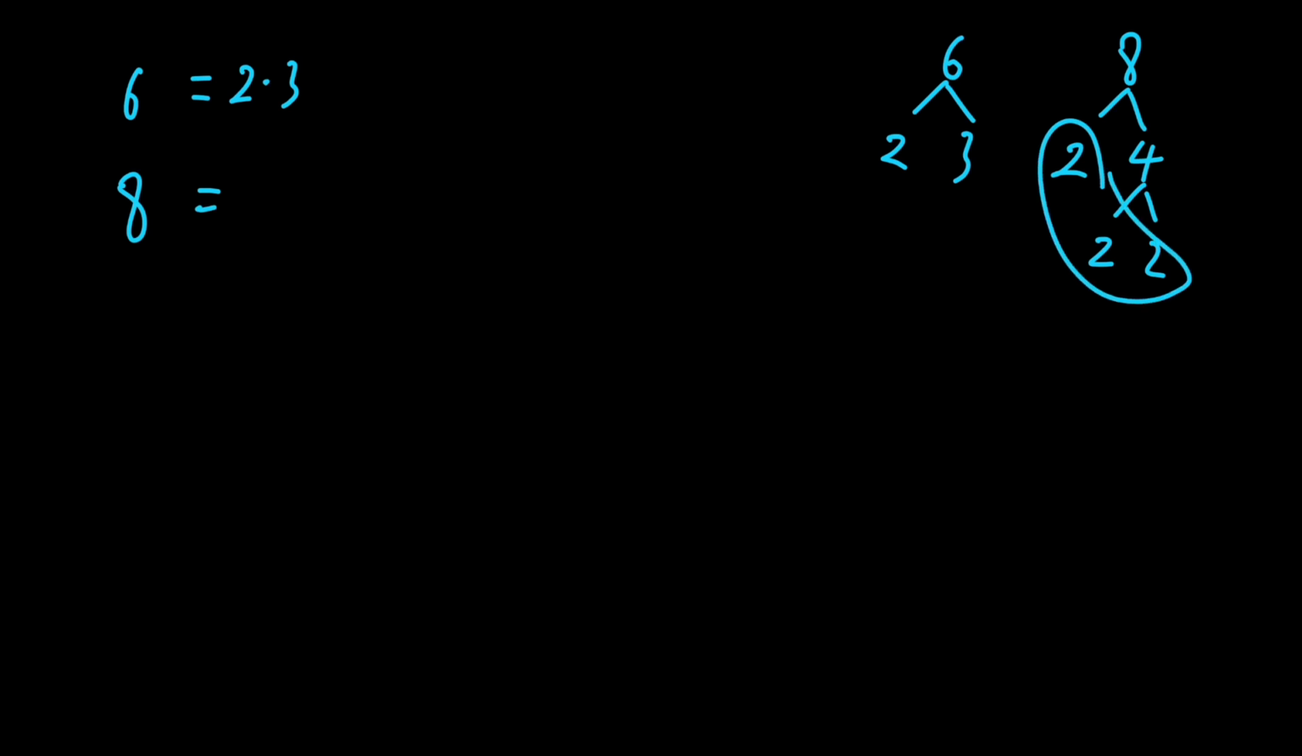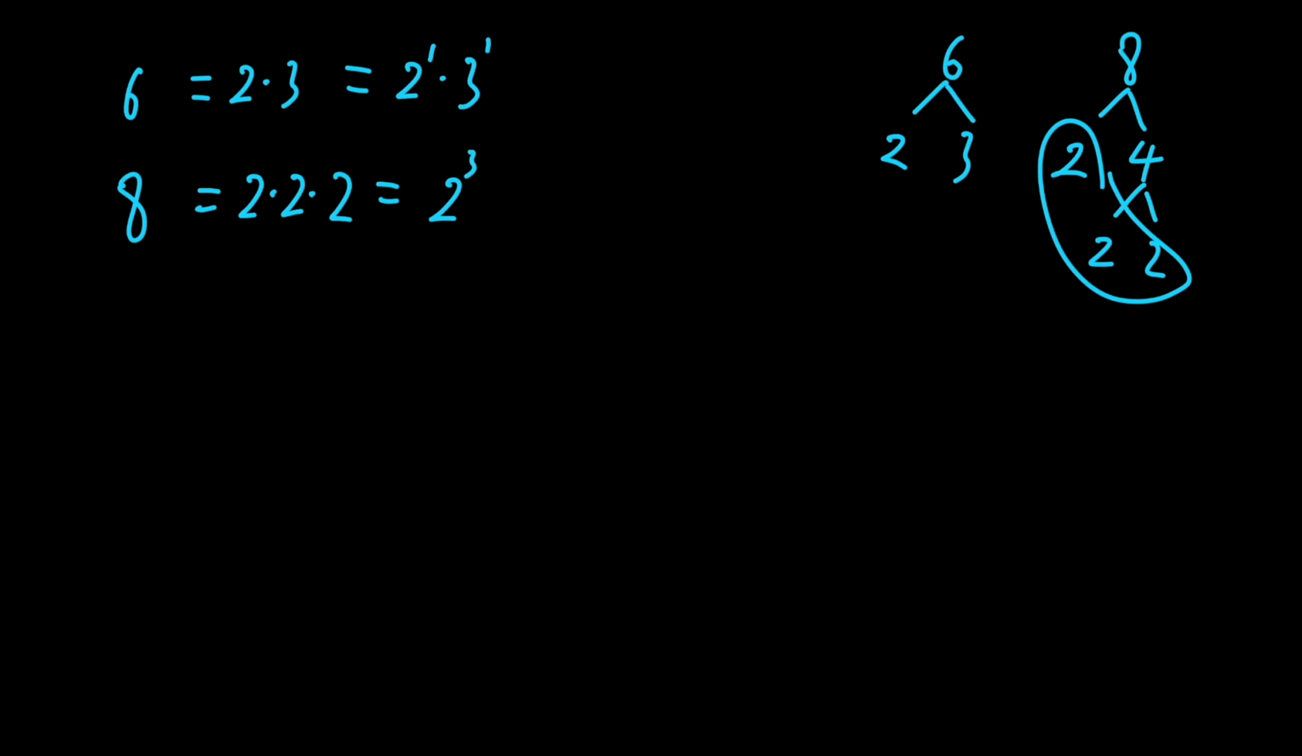These three are prime numbers. So 2 times 2 times 2. Then we want to rewrite these numbers in exponential form. So 2 to the power of 1 times 3 to the power of 1. And here, since this number 2 appears 3 times, the exponent will be 3.